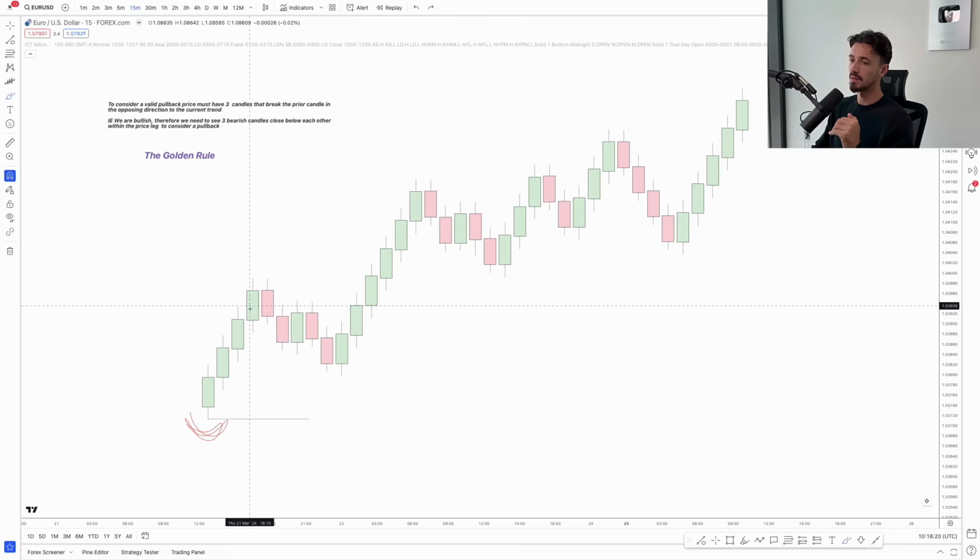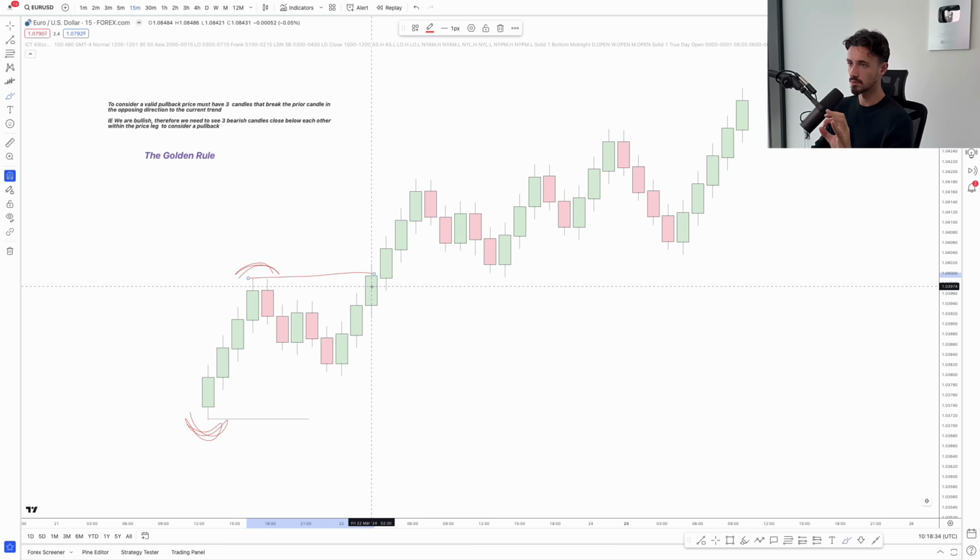So if we look at this high, once this high is created, we now need to see three bearish candles before we break this high again, that break each other with a body close in order for this to be considered our swing high. So if we look at this, we can see that this is our high right here. We have a bearish candle. Okay, there's one. Now the second bearish candle, does it break and close below the previous one? Yes, it does. Okay, great, there's two.